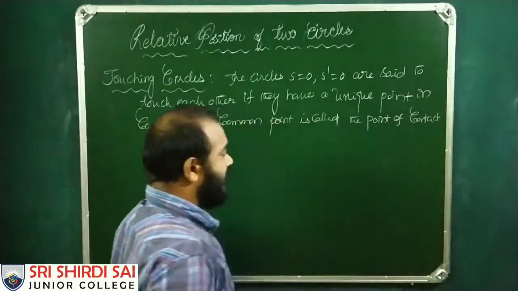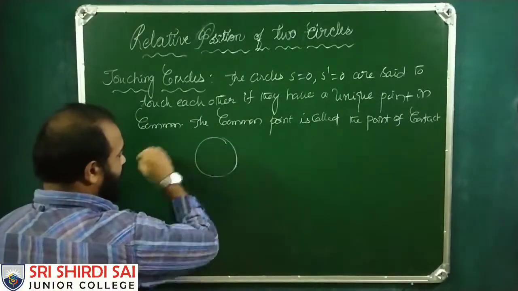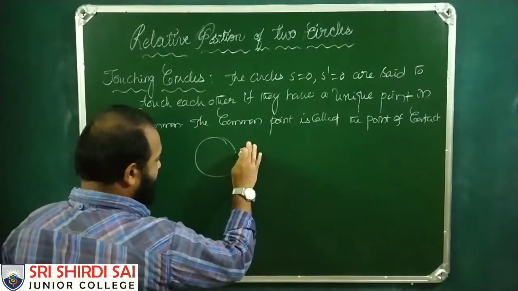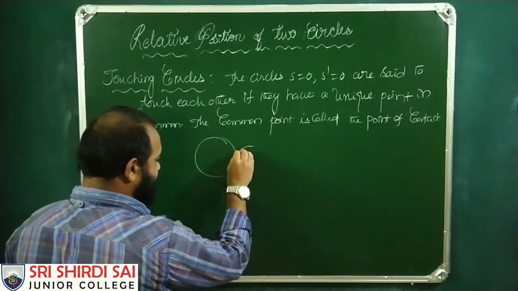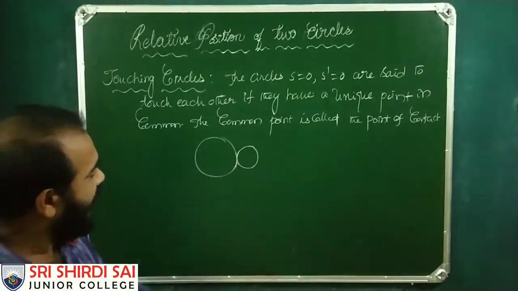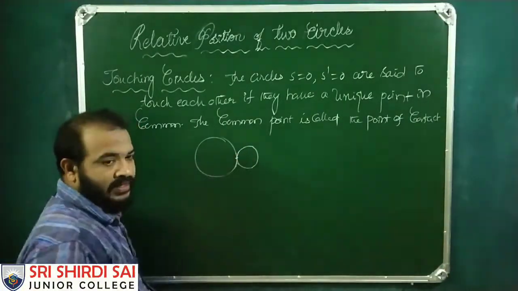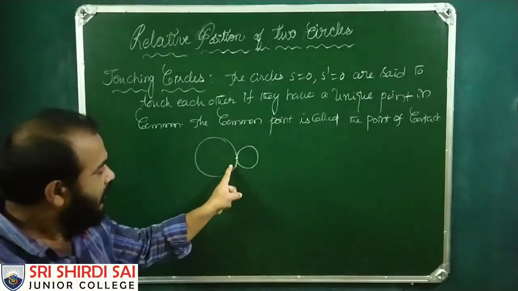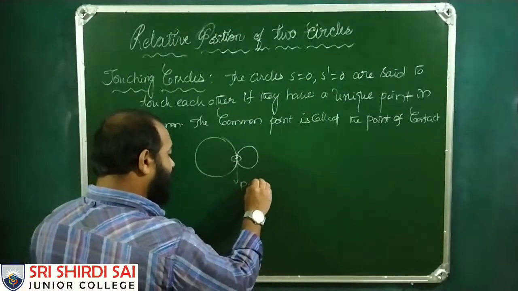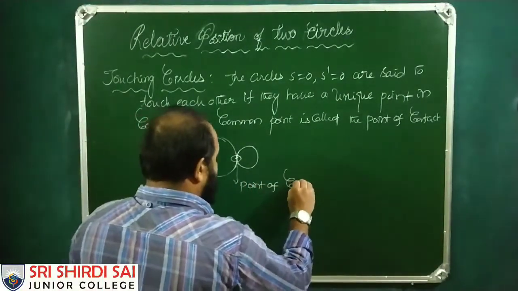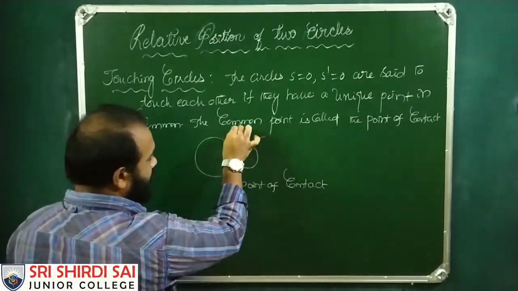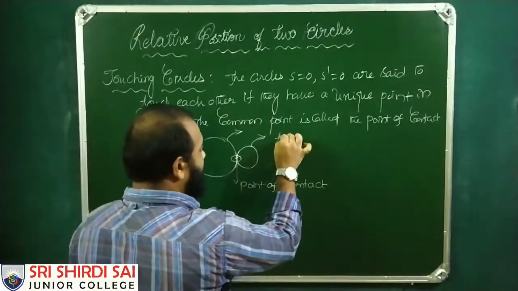So for example, let there be two circles like this, this as well as this. They both are touching at one common point. This common point is called the point of contact. What is this point called? Point of contact. And these circles are called touching circles.